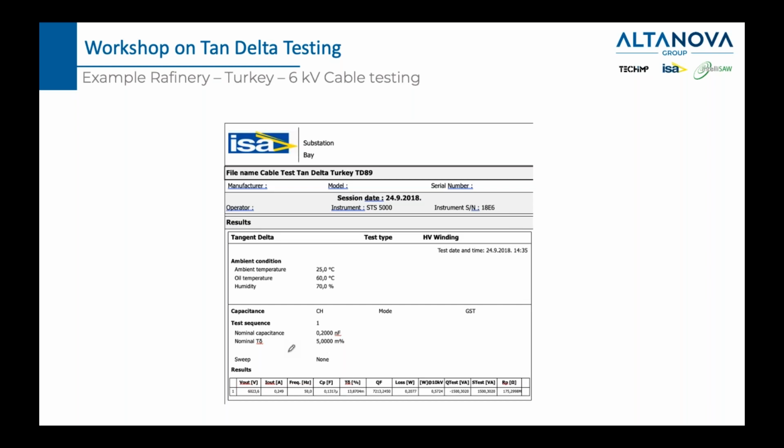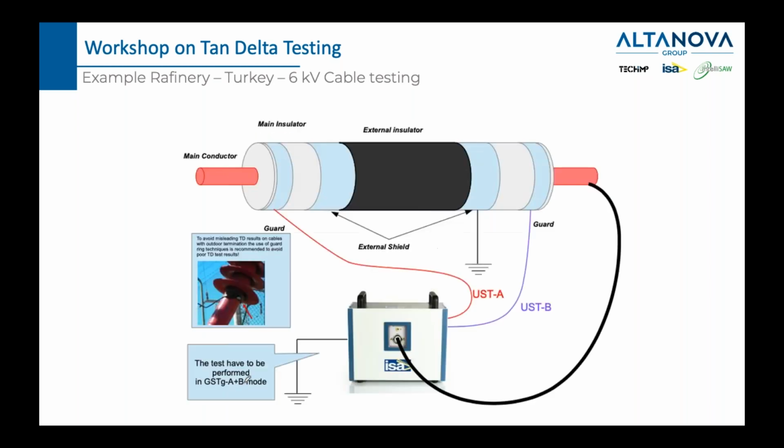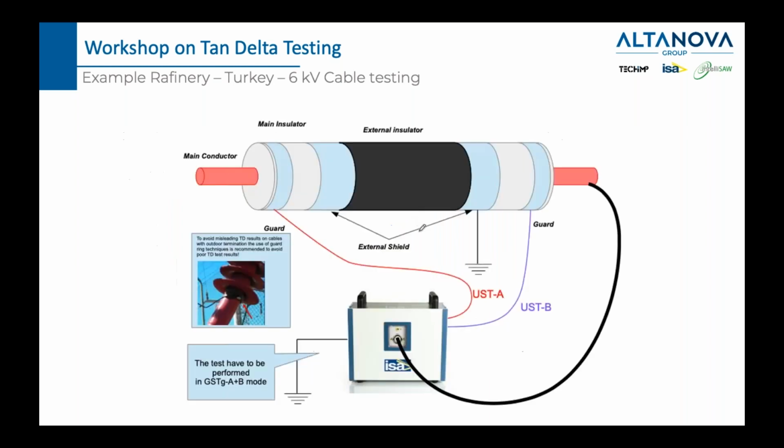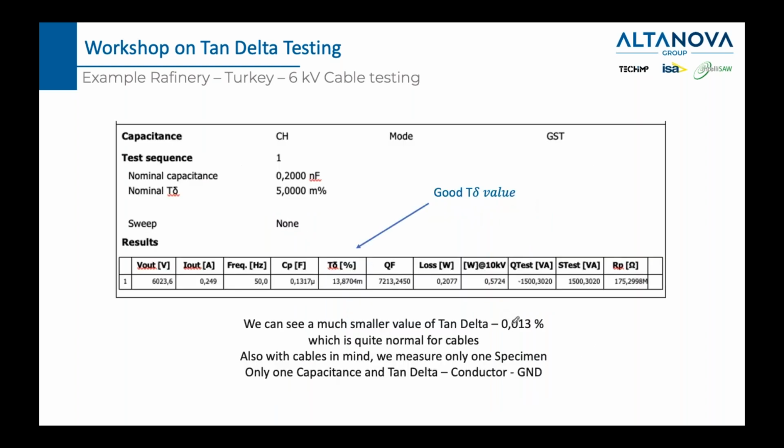This is a short example of testing medium voltage cables. It was done in Turkey in a refinery. It was a 6 kV cable, and we did it with nominal value. So you can see here, it was 6 kilovolts, and we got a very small number for tan delta. The connection is very simple. You generate on the conductor, and you measure from the shield, and you get a number, 0.013%, which is practically the expected value for something like this.